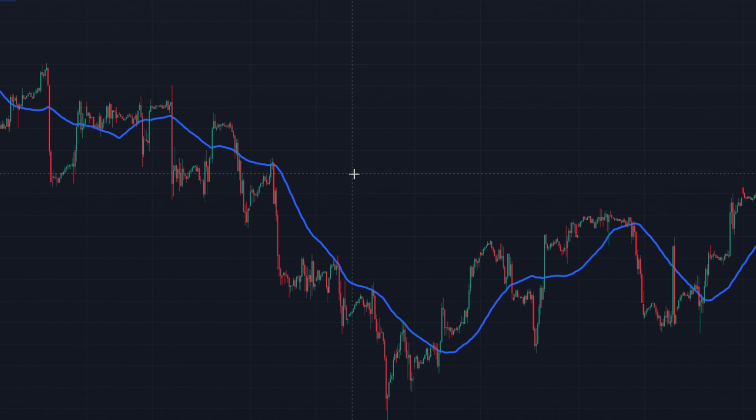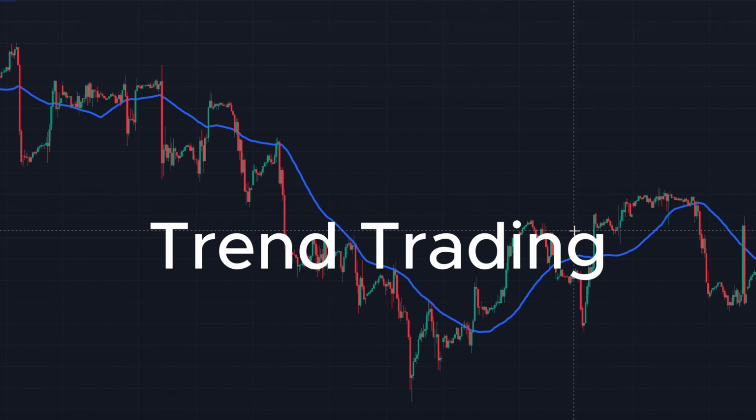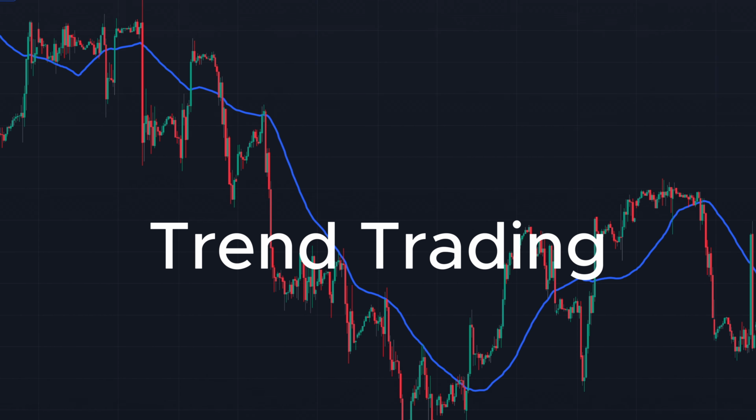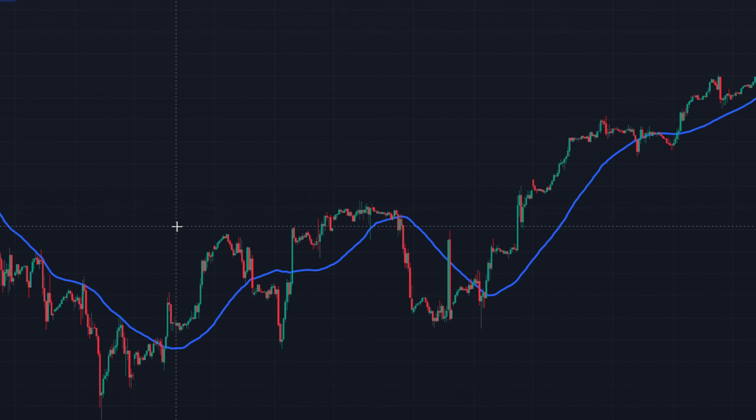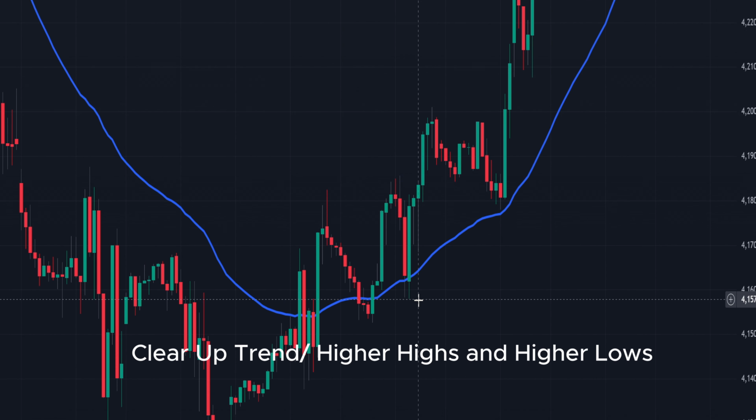We utilize the 50 EMA in two primary ways, for trend trading and reversal trading. Let's begin with trend trading. Consider the daily time frame where a clear uptrend is identified by higher highs and higher lows in price action.